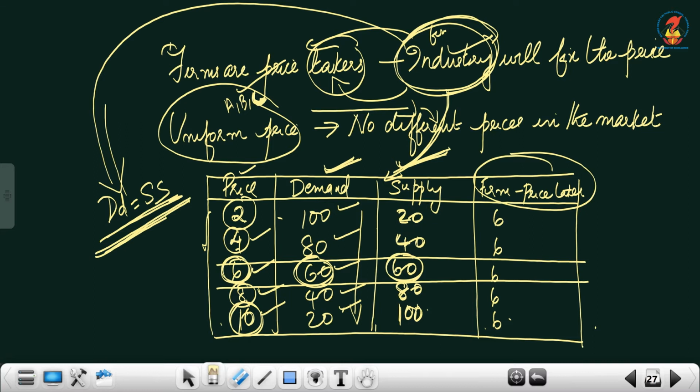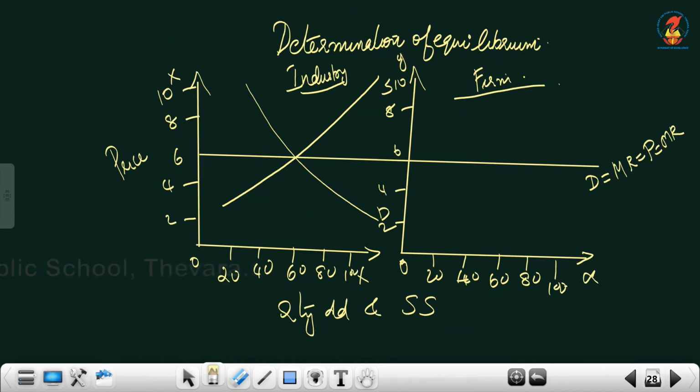Here you can find demand is greater than supply. Here also demand is greater than supply. Here demand is equal to supply. Here demand is less than supply. Here also demand is less than supply. So the point where demand is equal to supply, 60 is equal to 60, industry will fix the price as 6 rupees. That same price 6 is followed by the firms. Firms are price takers.